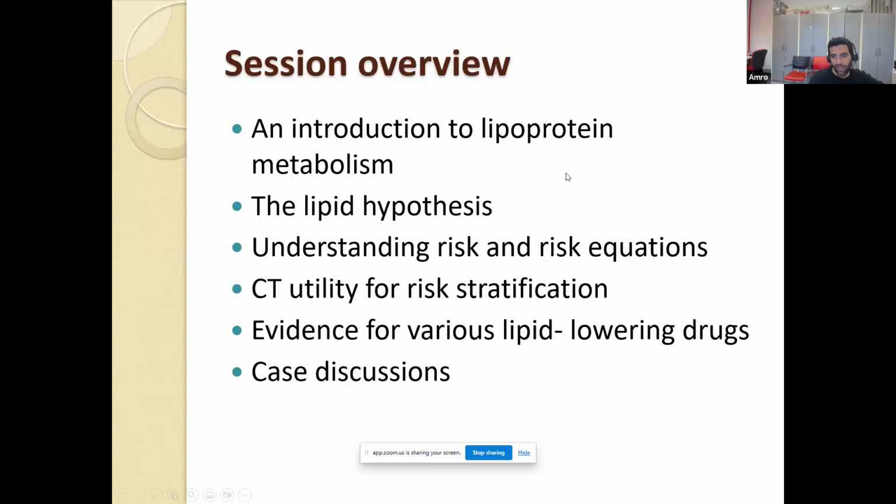So what I was thinking we could do, with the chair's permission, is I'll talk about introduction to lipids or lipoprotein metabolism and the lipid hypothesis, and then we take some questions and answers around that, and then we talk about understanding risk and risk equations, and then some of this cardiac CT imaging that we now use, and then questions and answers, and then we look at the lipid lowering drugs, questions and answers, and then we discuss the cases. So I put in two cases that will hopefully summarize all of the above and make you think about what we do on a day-to-day clinic appointment.